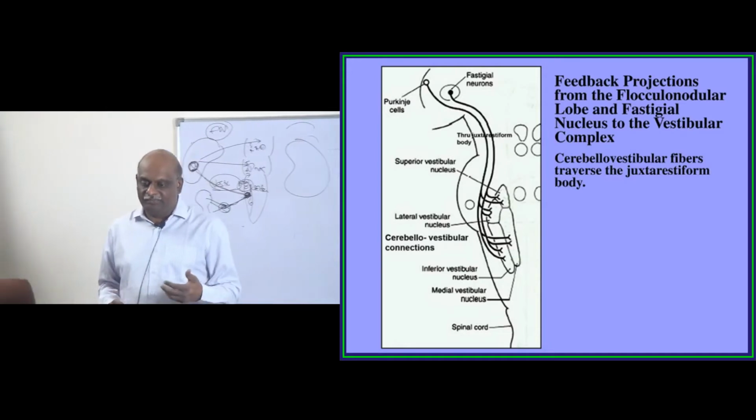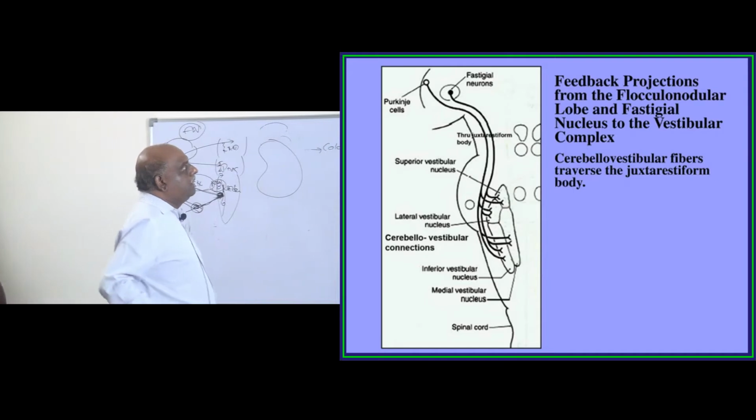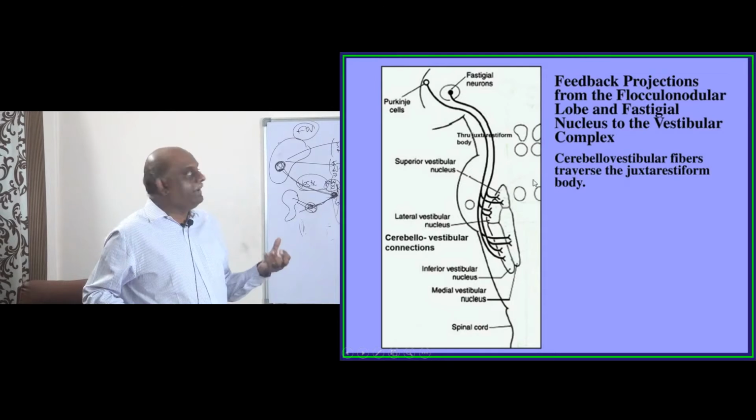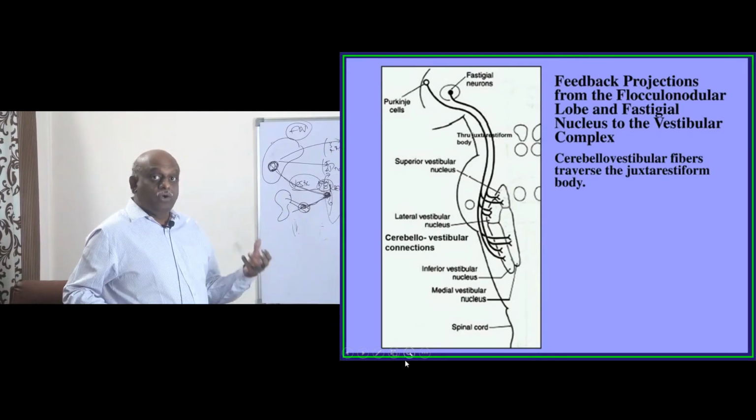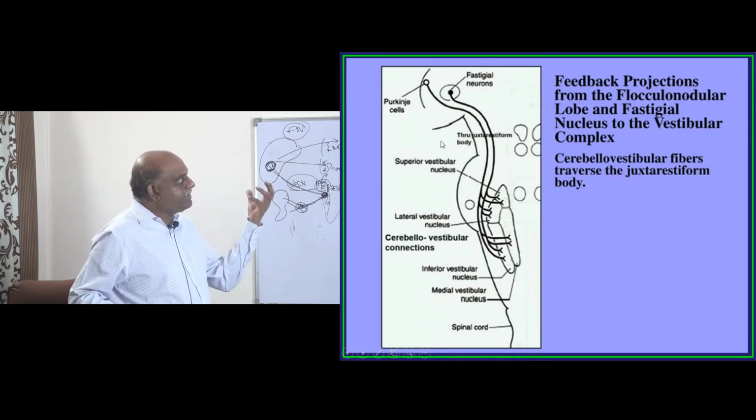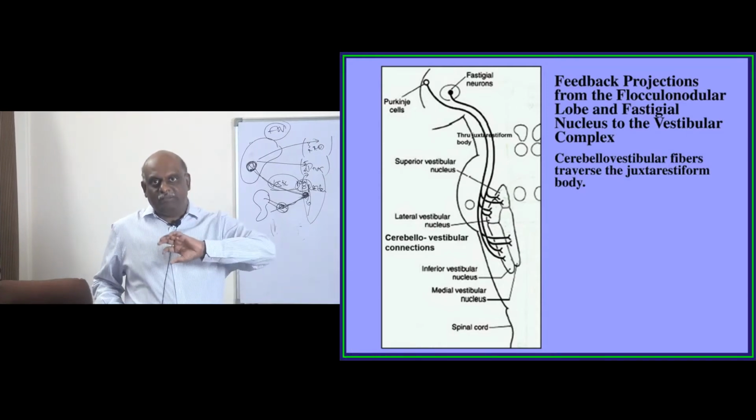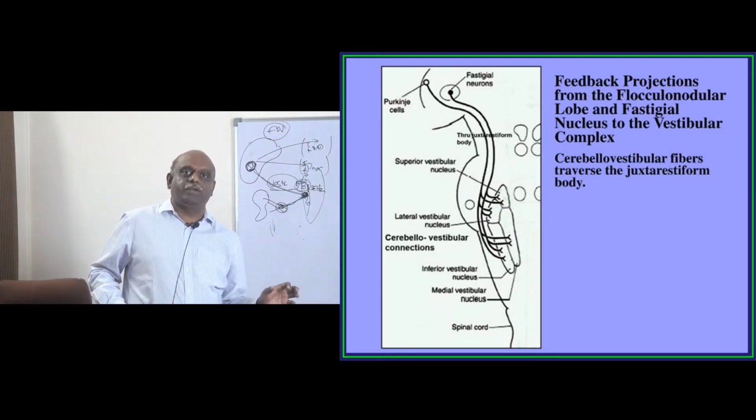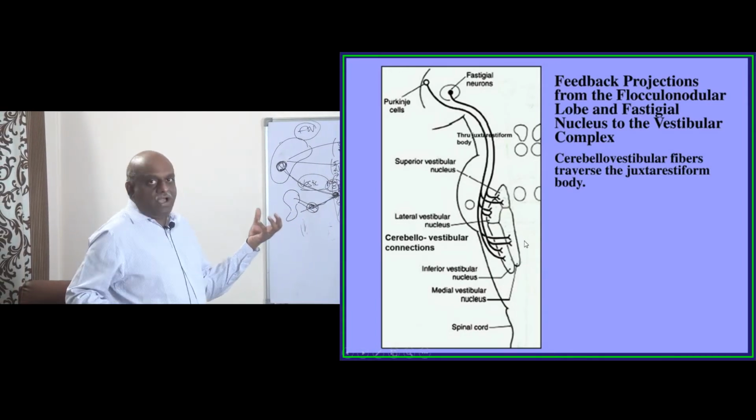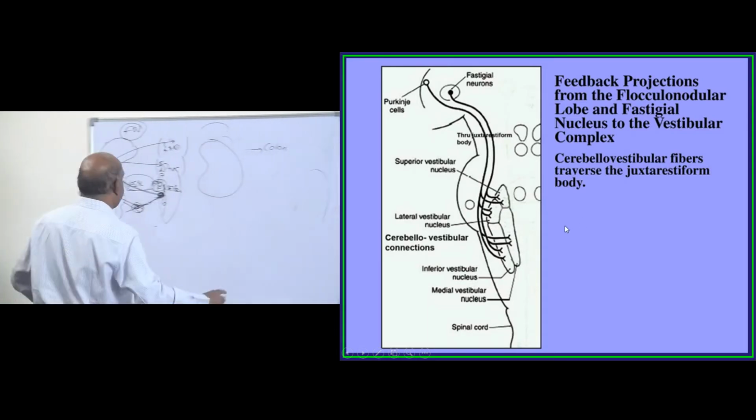So let us look at this from a different perspective. The feedback projections from the flocculonodular lobe and the fastigial nucleus go to the vestibular complex, and the cerebello-vestibular fibers come back from the cerebellum to the vestibular nucleus in the medulla. They form what is called the juxta-restiform body. So how is the juxta-restiform body formed basically?